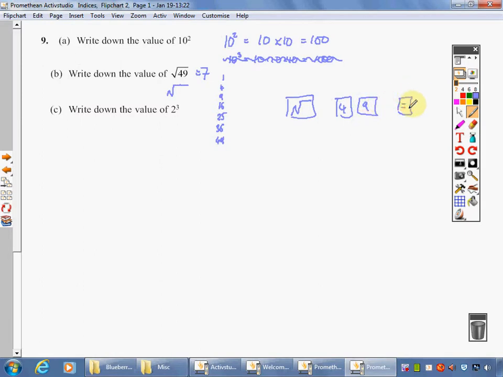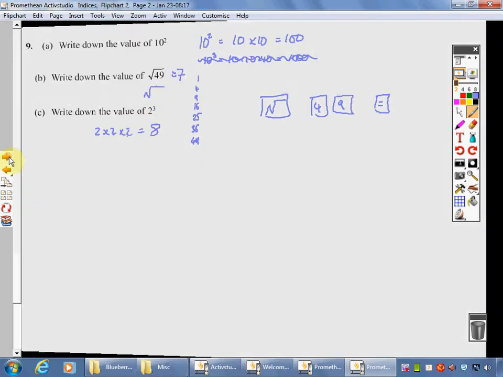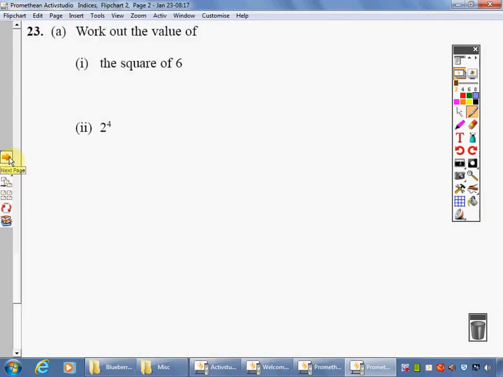Okay, the last one, write down the value of 2 to the power 3. That's 2 times 2 times 2. Be careful because it's not 6. 2 times 2 is 4, times another 2 is 8. There we go. You have a go at these two.